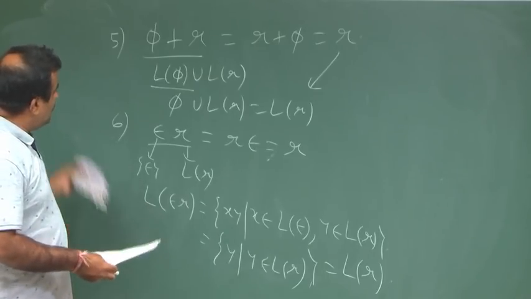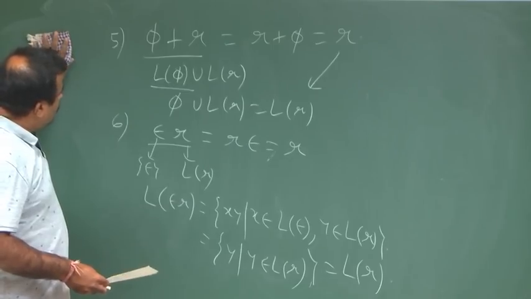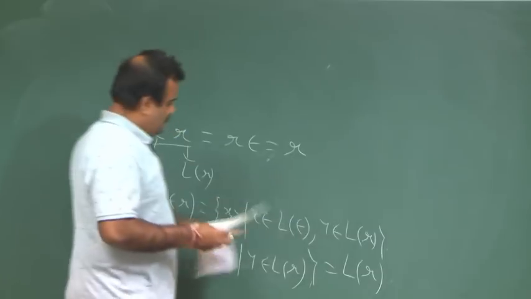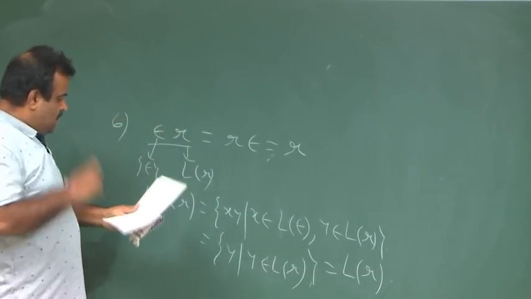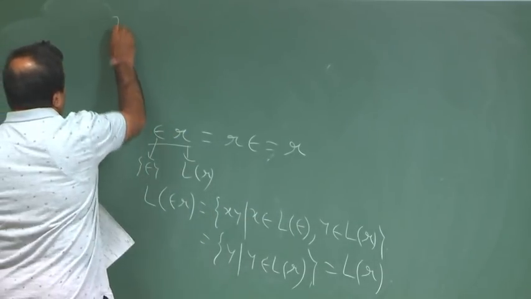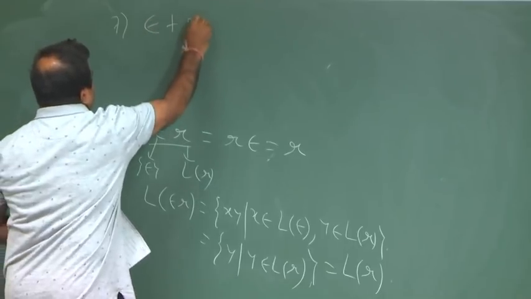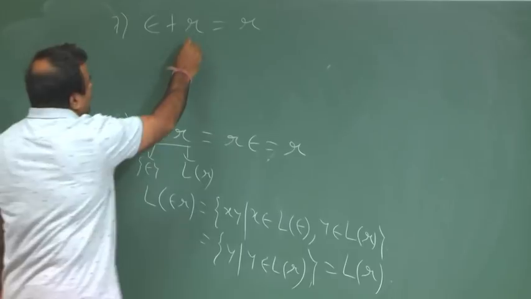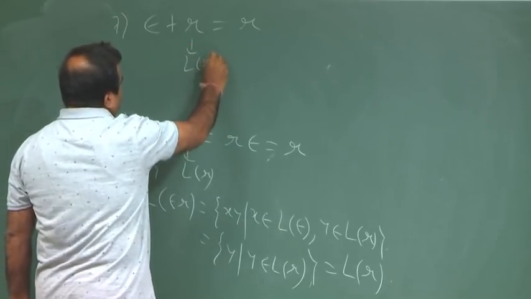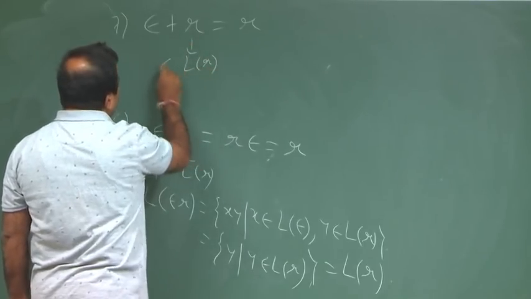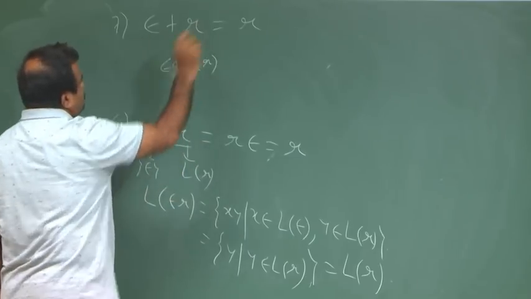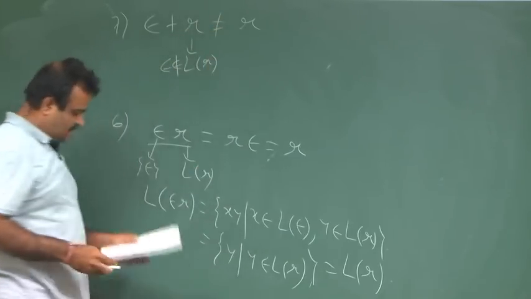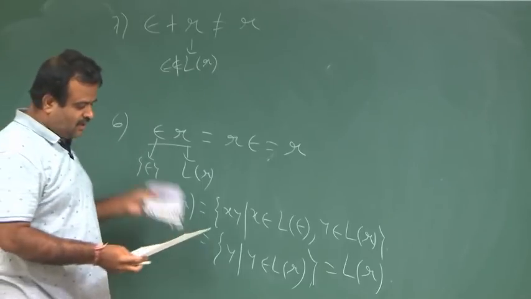For concatenation it is true, but for plus it is not true. Why? For the plus, epsilon plus r is not the same as r, unless L of r contains epsilon. If epsilon does not belong to L of r, then these two sets are not the same. Okay. But for concatenation it is okay.